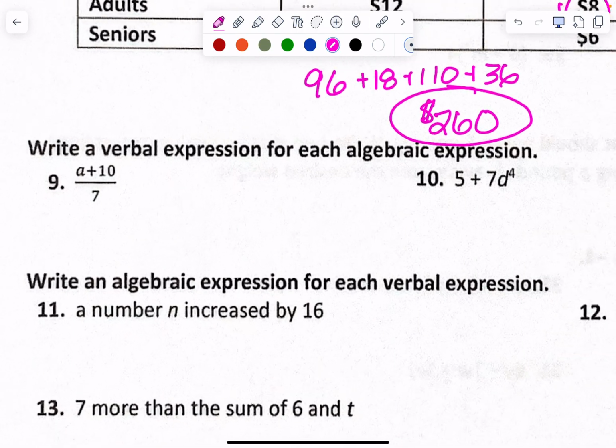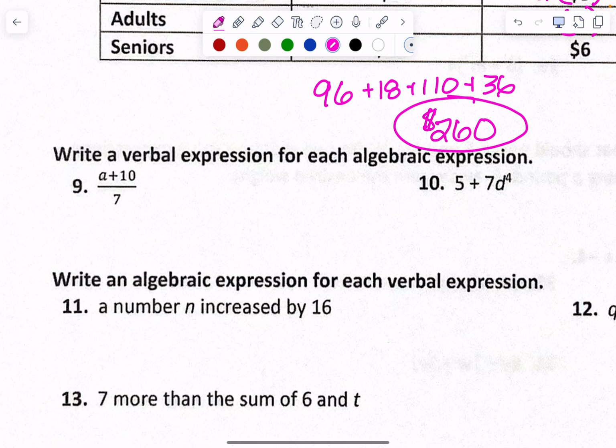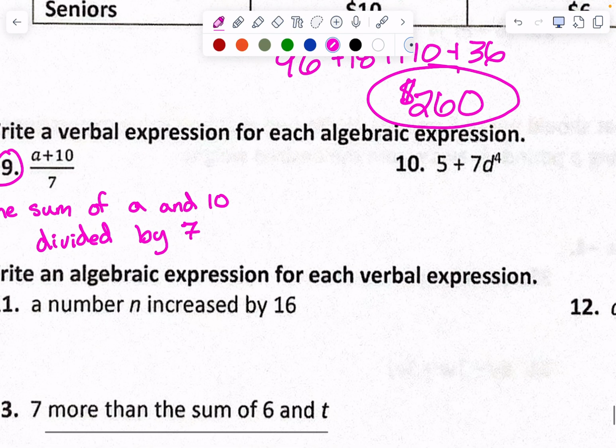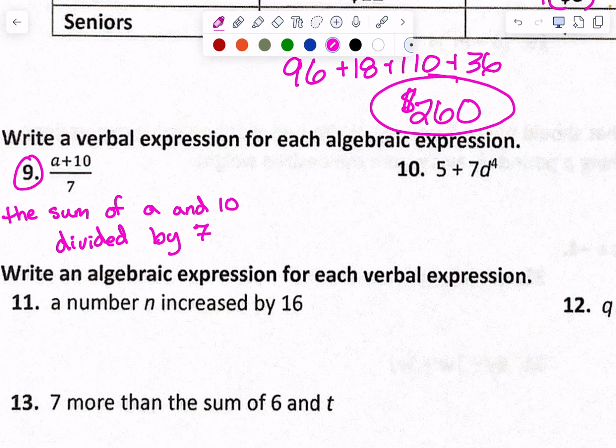Okay, verbal expression. Which one would you like to do together? 9? Okay. How do we make sure that the A and the 10 are together on the top? Let's do the sum of A and 10 divided by 7. Can we do that? Okay. The sum of. Okay, you do number 10.